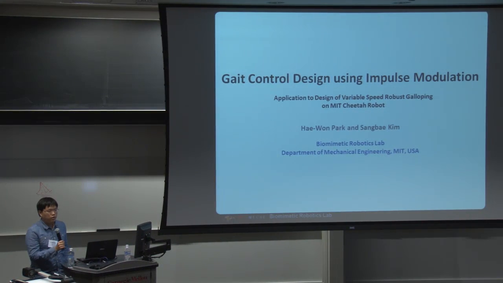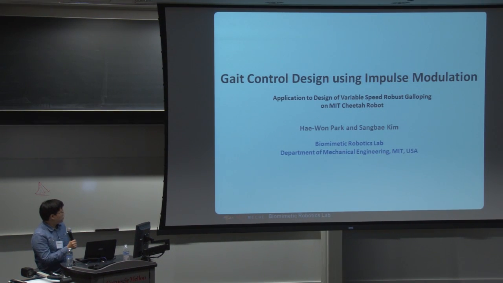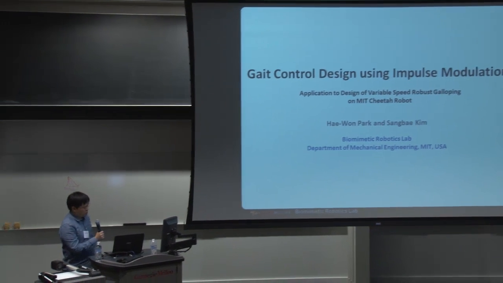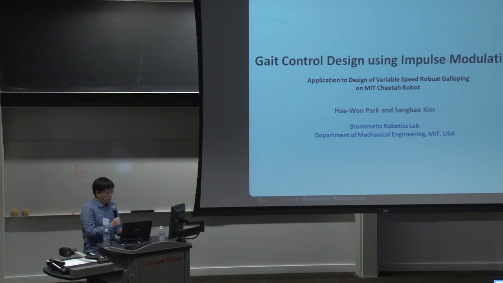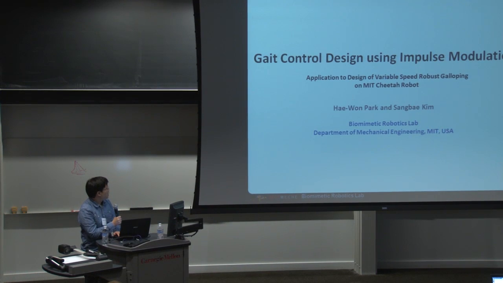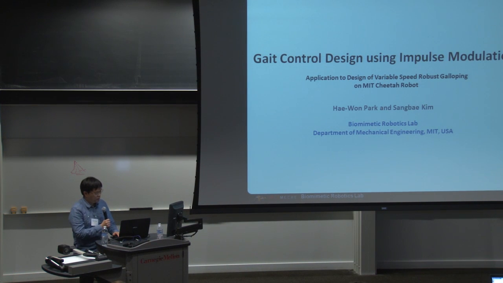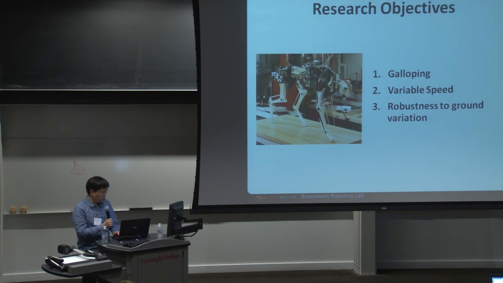Hello, my name is Hae-Won Park, and I'm working with Professor Sang-Bae Kim at MIT. My topic today is about gait control design using impulse modulation and its application to the design of variable speed robust galloping on the MIT Cheetah robot. So here are my research objectives. I want to have galloping, variable speed galloping, and robust galloping.